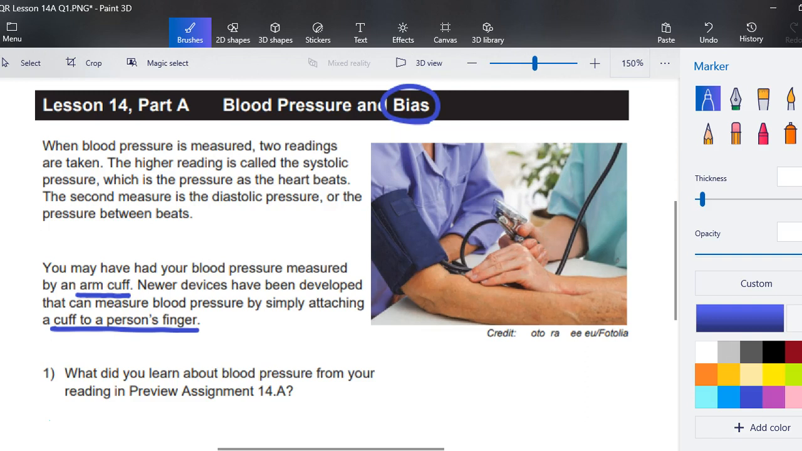So in your reading, you might have noted that the systolic pressure of 140 mmHg or greater is considered high. Between 120 and 139 is considered pre-hypertension, and less than or equal to 120 is good.